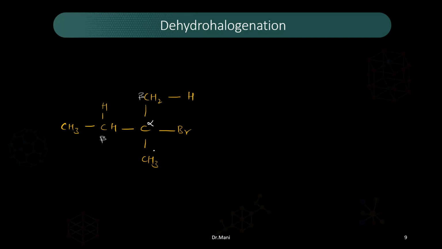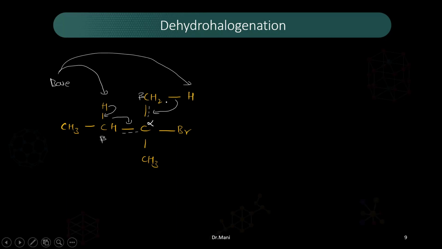Second one. When the base comes, it could attack this hydrogen or attack that hydrogen. When it attacks this hydrogen, this hydrogen will break its bond with this carbon, and the bond will try to make a double bond here. When this is broken, the double bond will be formed here; when that is broken, the double bond could form there. Based on that, there could be a chance for two products.